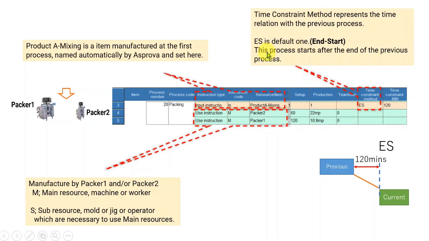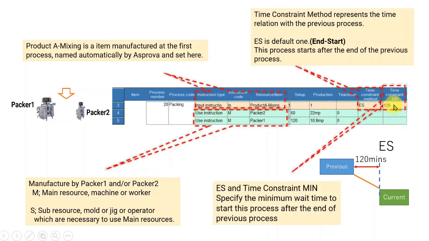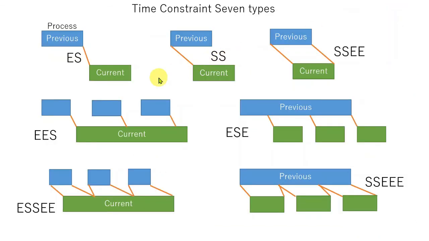ES is the default one. This process starts after the end of the previous process. And time constraint min. ES and time constraint min specifies the minimum wait time to start this process after the end of previous process. 120 minutes here. End and start. Asprova has 7 types of time constraints pattern. Any other software doesn't have so many like this.